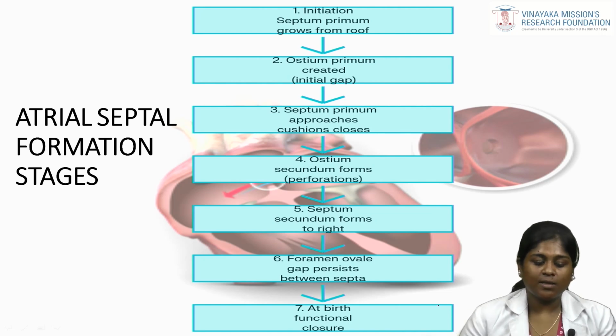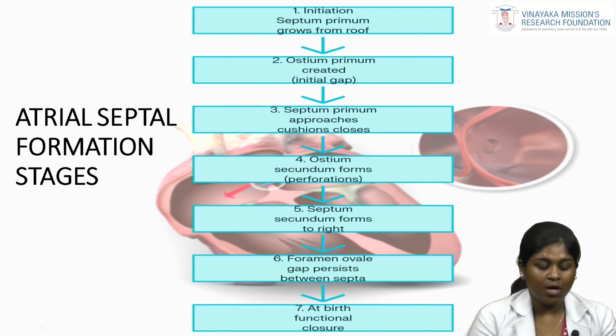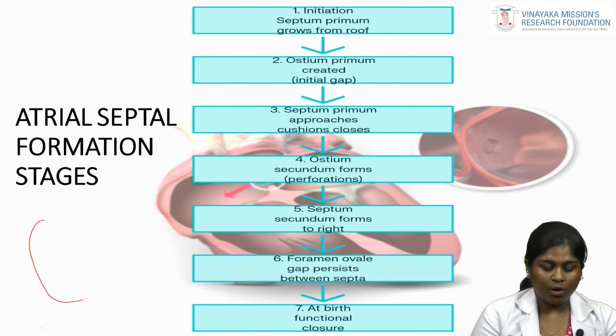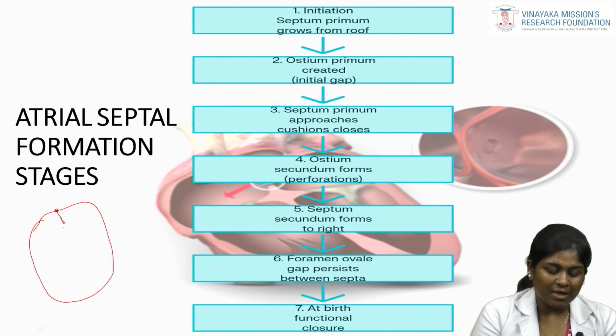Okay, so atrial septal formation: first, the initiation, the septum primum grows from the roof. If this is the outer layer of the heart, we could see this is the roof. From here the initiation of septum primum starts, and then ostium primum is created, that makes an initial gap. From here we can see an endocardial cushion. From here ostium primum will be created, and this is the initial gap.